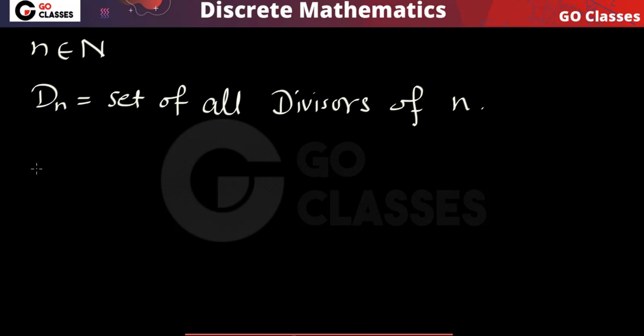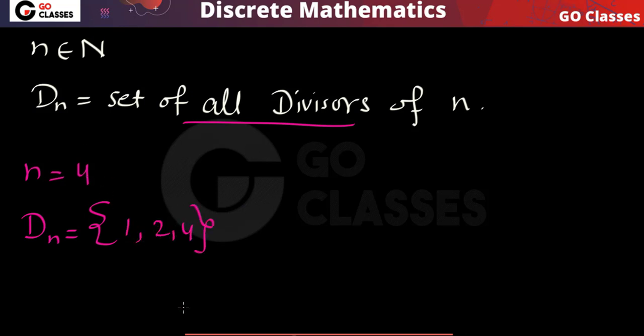Now let's see. For example, let's assume n is 4. Then what will Dn be? Dn will be the set of all divisors of n, so the set of all divisors of 4. That is basically 1, 2, 4. This will be the Dn. If I give you n equal to 5, then D5 will be the set of all divisors of 5. That will be 1, 5.